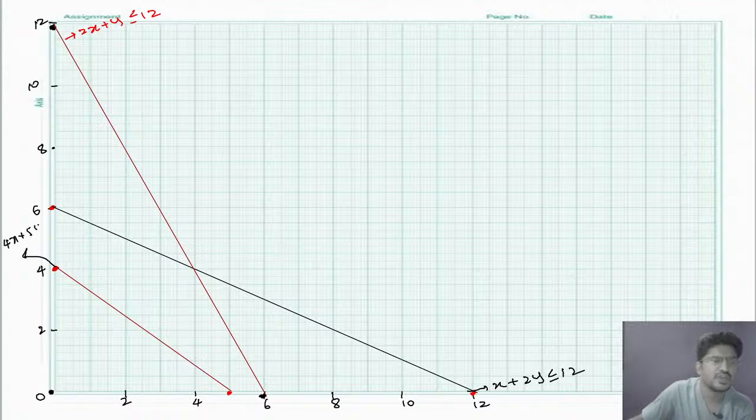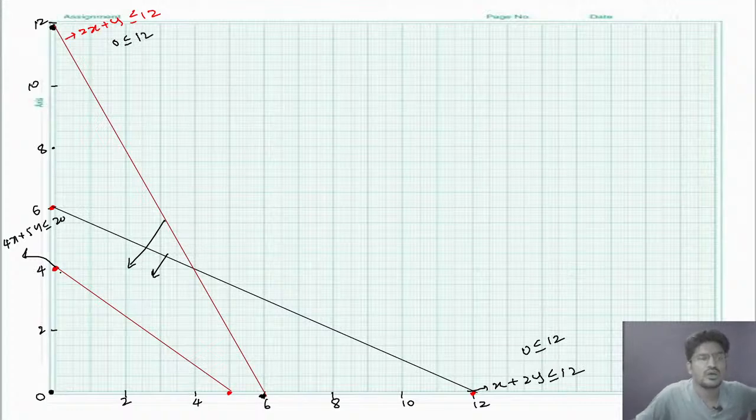4x plus 5y lesser than or equal to 20. Okay. So check true or false. Every term, put 0, 0. 0 will be lesser than or equal to 12. It is true. Are you getting my point? And here also put 0, 0. 0 is lesser than or equal to 12. This is also true. And put 0, 0 for this term. 0 is lesser than or equal to 20. This is also true. Okay.